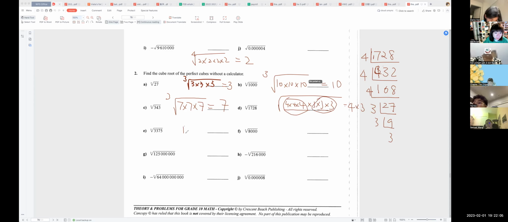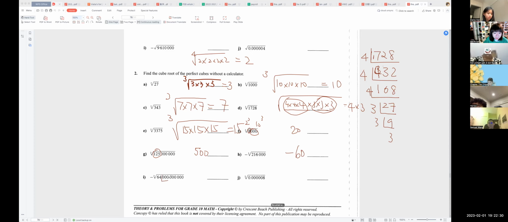Okay, so this one equals 15 times 15 times 15, square cube. So the answer is 5. And this one is very easy, 20, because 8 equals 2 cubed and 1000 equals 10 cubed. Okay, so this one equals what? Equals 500. Negative 6.